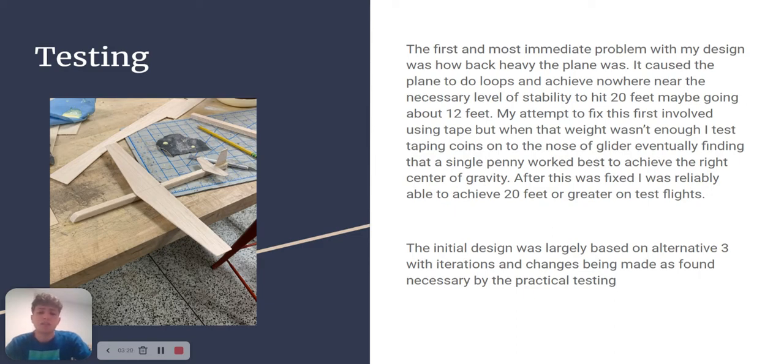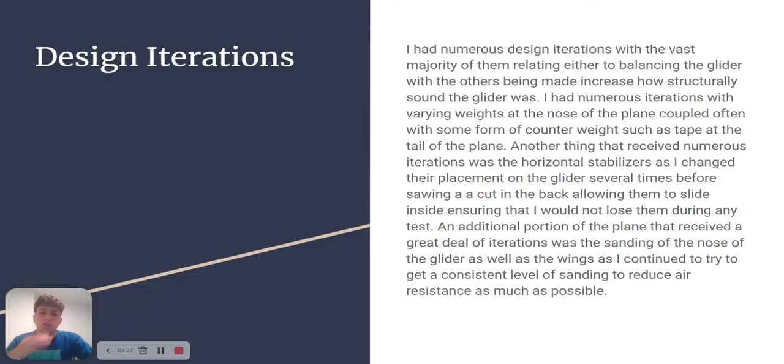The initial design was largely based on the third, with changes being made as found necessary by the practical testing. So, design iterations. I had numerous design iterations, with the vast majority of them related to balancing the glider, and the others made to increase how structurally sound the glider was. I had numerous iterations with varying weights at the nose of the plane, coupled with some form of counterweight, such as tape at the tail of the plane.